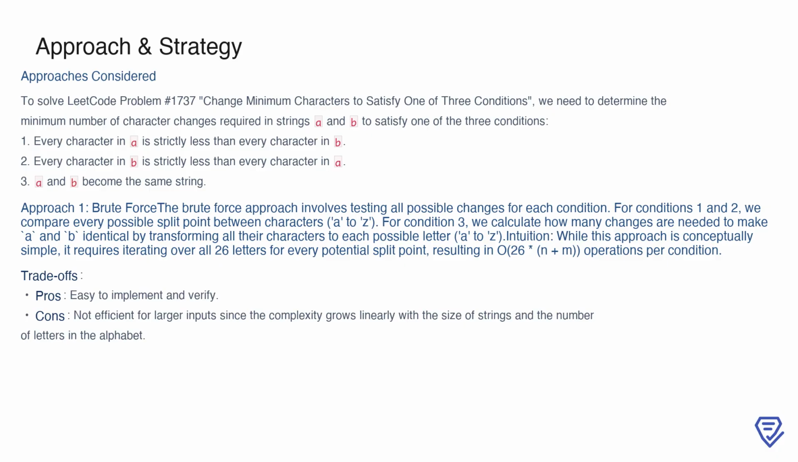For the first two conditions, we can evaluate every possible split point between characters from A to Z to determine the necessary changes. For the third condition, the goal is to calculate how many modifications are required to make both strings identical by converting all characters to one common letter. While this approach is intuitive and easy to implement, it involves iterating over all 26 letters for every potential split point, resulting in a time complexity of O(26 * (n + m)) per condition. This linear growth with the size of the input can become inefficient for larger strings, making it less suitable for scenarios where performance is critical.